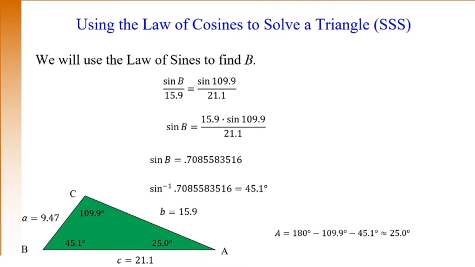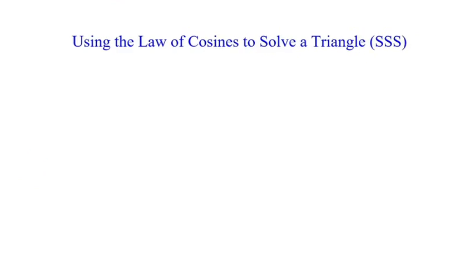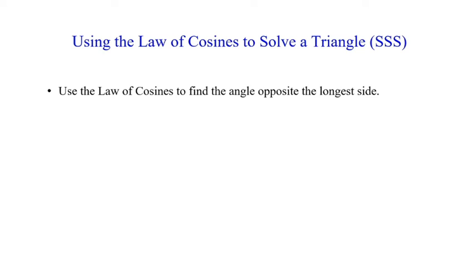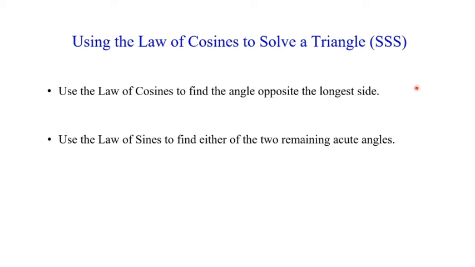So again, how are we going to find the angles using law of cosine given three sides? First, use law of cosine, the alternative formula, to find the angle opposite the longest side. Take note of that, the longest side. Then, we use the law of sine to find either of the two remaining acute angles.